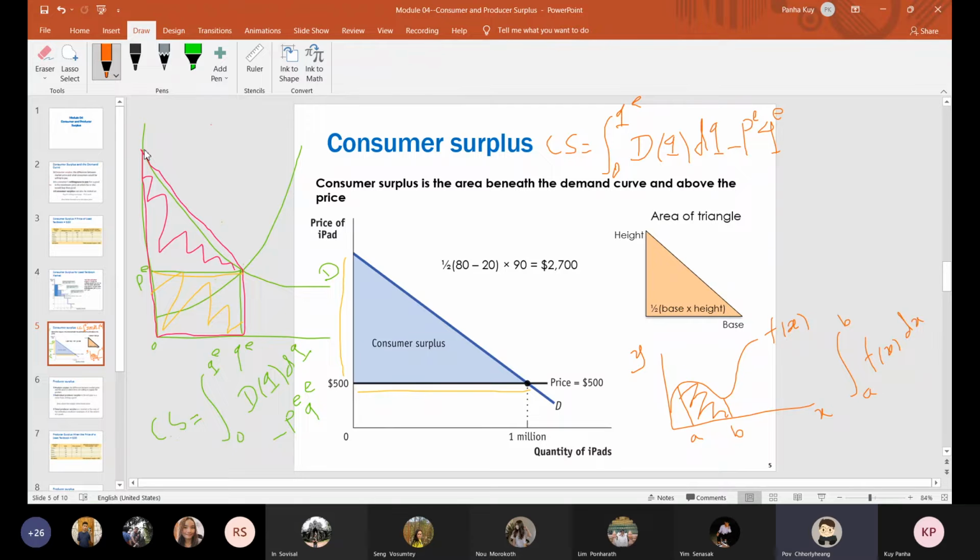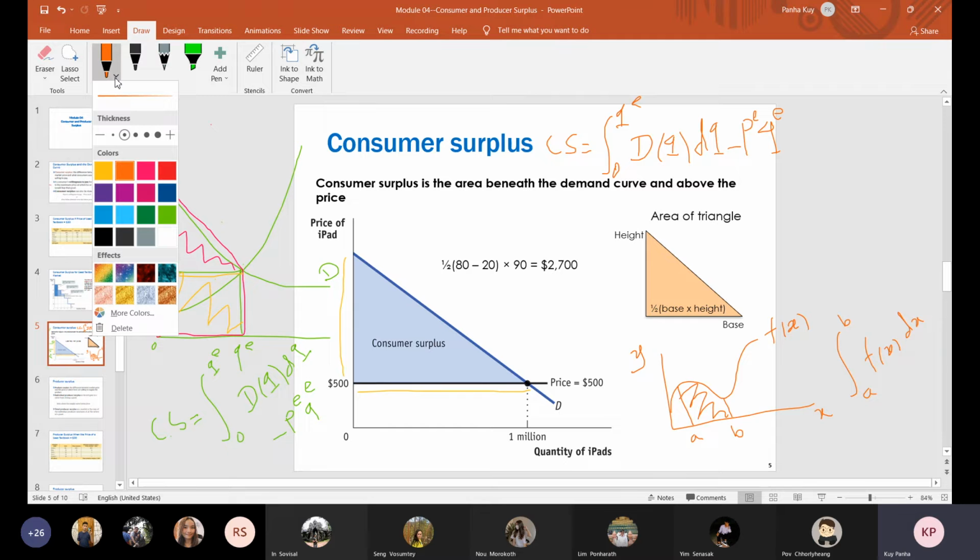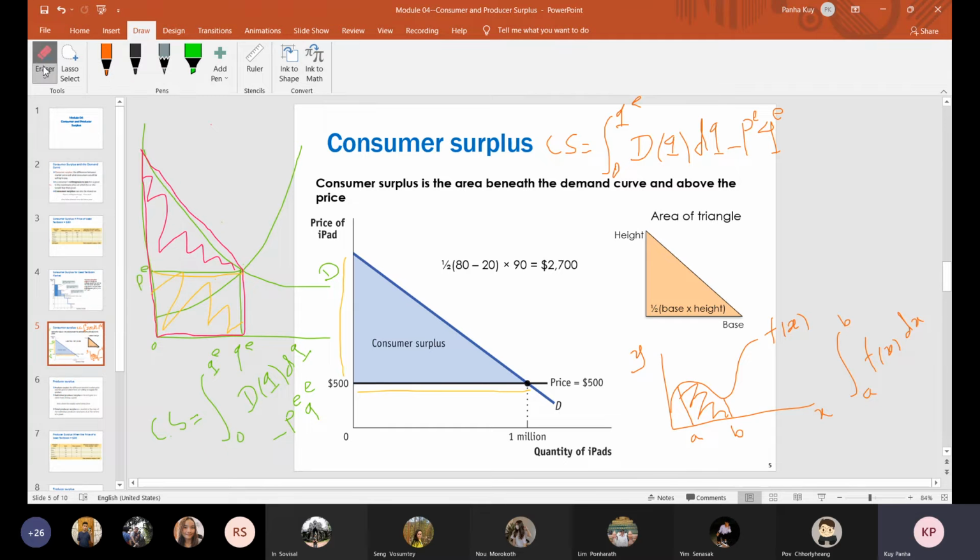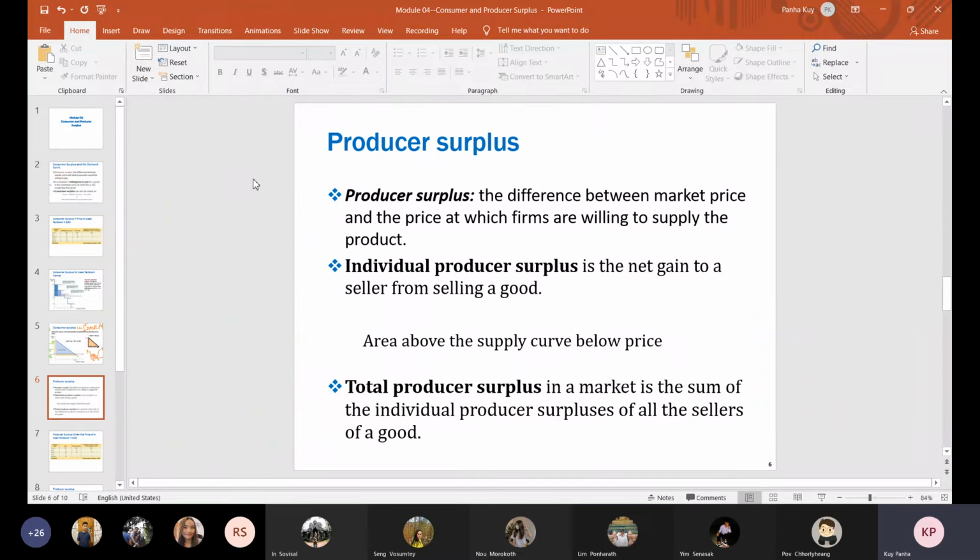Yeah, teacher, thank you. Okay, but like I discussed, this one is for the complex world. When you study a little bit further, you will see this complex world. It is not as simple as calculating the surface of a triangle like this. The demand curve is not linear, it's non-linear. But in our study, we make it simple. That's why we make our assumption that the demand curve is linear, right? Okay. So I move to the next slide.